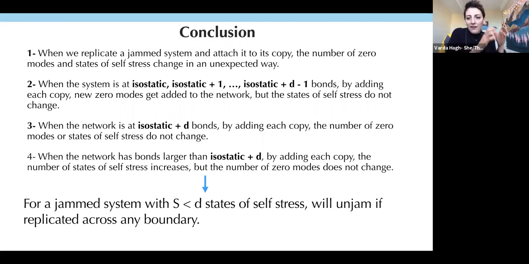When you're attaching a copy to itself, you are removing the boundary that was there previously, and therefore you're introducing new shear modes into the system that show themselves in the form of these new zero modes, these new floppy modes. But this is something that we're still exploring. We would like to know if there's really a relation between these new zero modes and the shear degrees of freedom in the system.